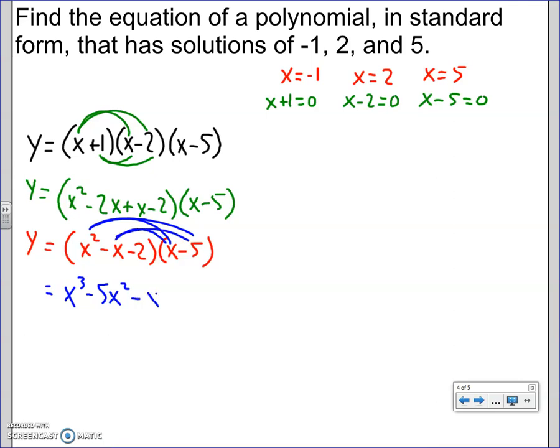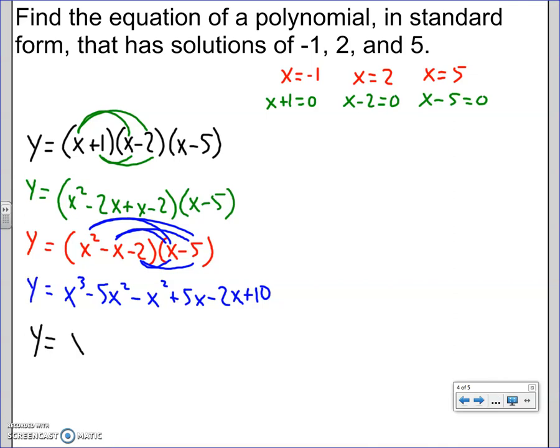That's going to be negative x squared, positive 5x. And this negative 2, multiply both of those as well. Negative 2x, positive 10. Combine like terms, then I'm done. Put this y here. I'm telling you to write the y at the very end.